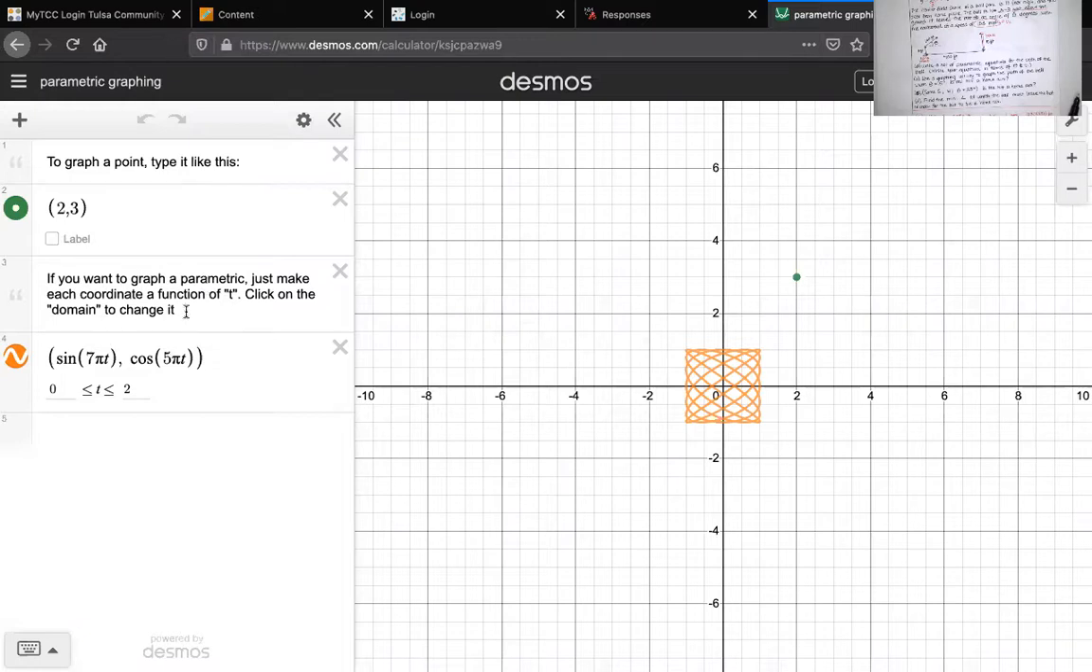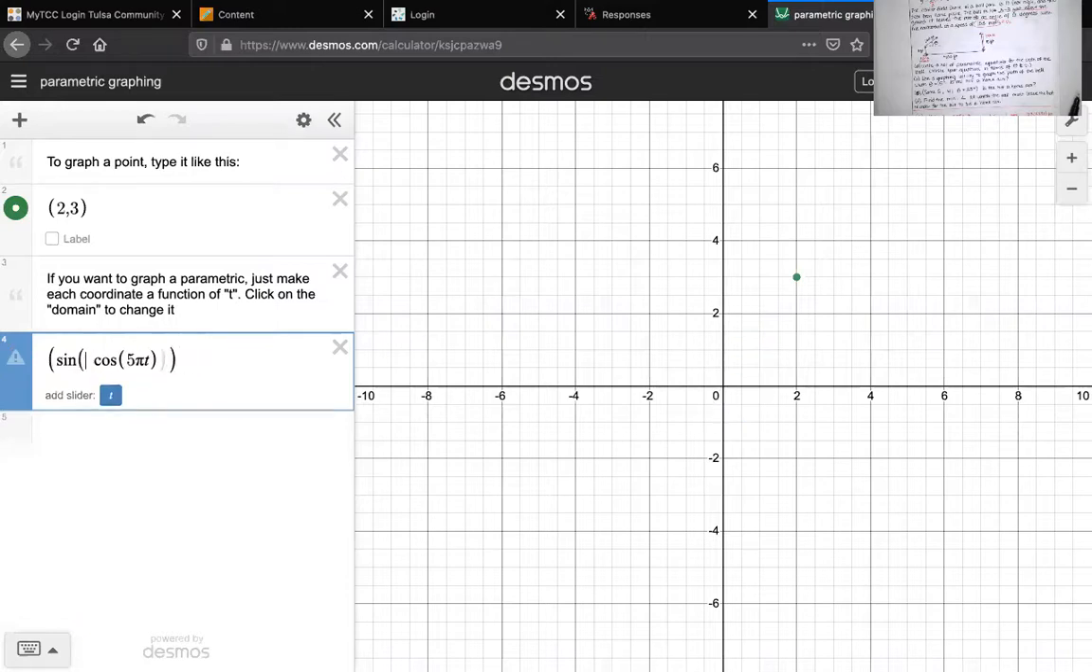So it says, if you want to graph a parametric, just make each coordinate a function of t and then click on the domain to change it. So we want our x value to be 2,266 over 15 times cosine of 15 degrees.